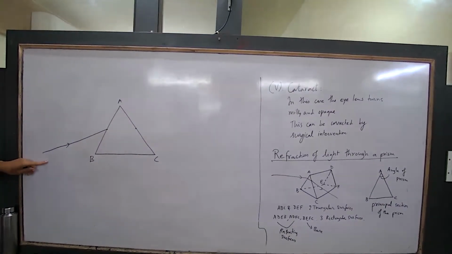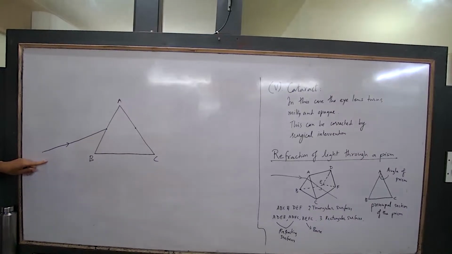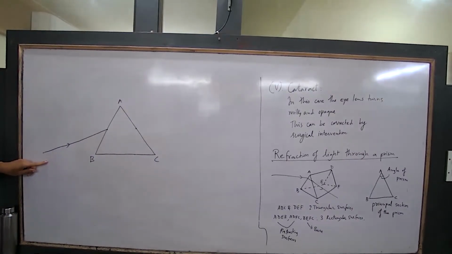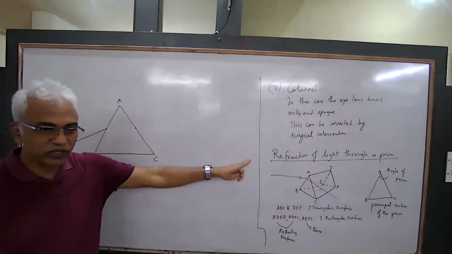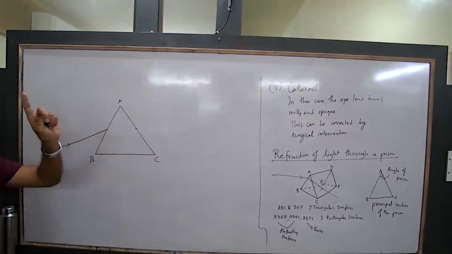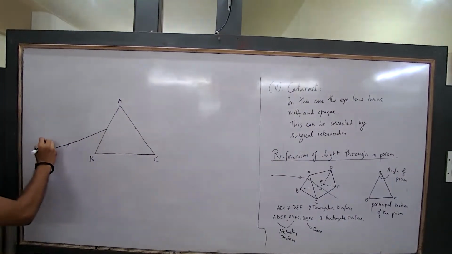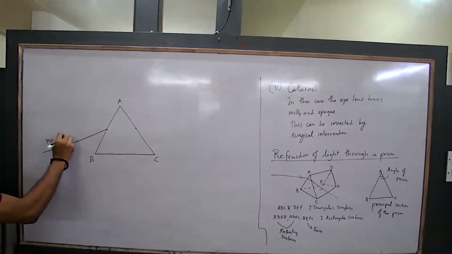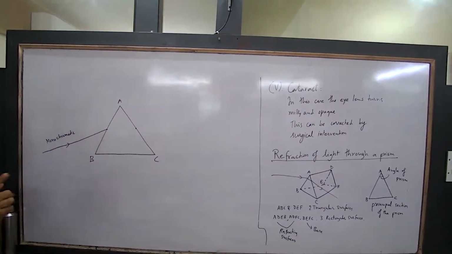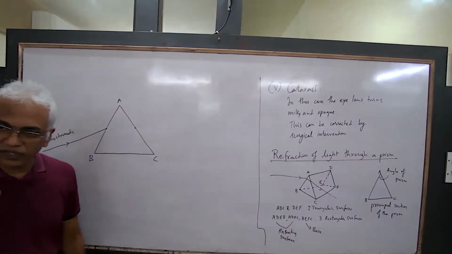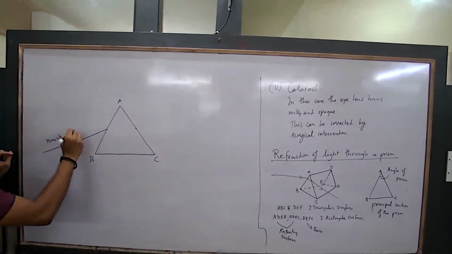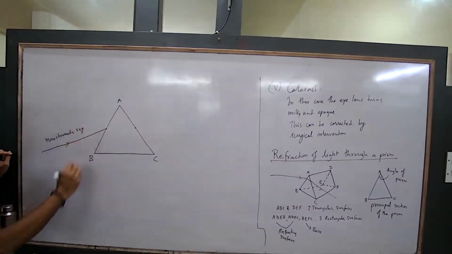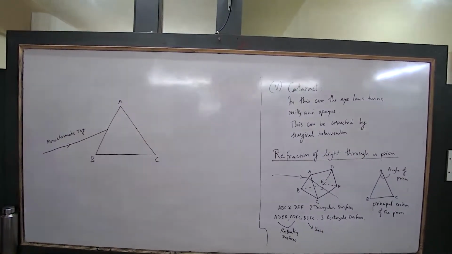Is it a monochromatic ray or white light? Right now it is to understand the refraction of light through a prism, so we are making use of monochromatic light. What is monochromatic? Mono means one, chroma means color, single color. So either it is yellow color or red color, right?